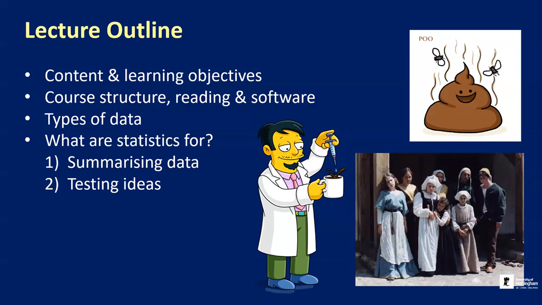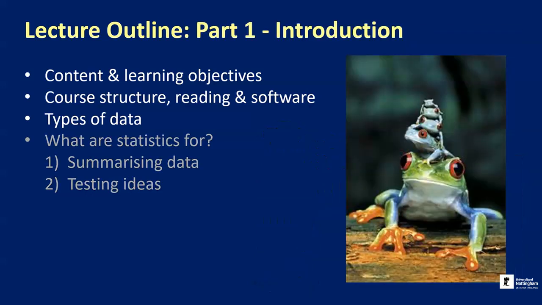Then we're going to start on the content for the lectures, and the very first thing I want to do is have a look at data, the different types of data that you might encounter, and then what we might do with data, and in particular how we might use statistics to tell us something interesting about data. And there's sort of 2 main ways in which we can use statistics to look at data. One is for summarizing data, and the other is for testing ideas or hypotheses that we might have about those data.